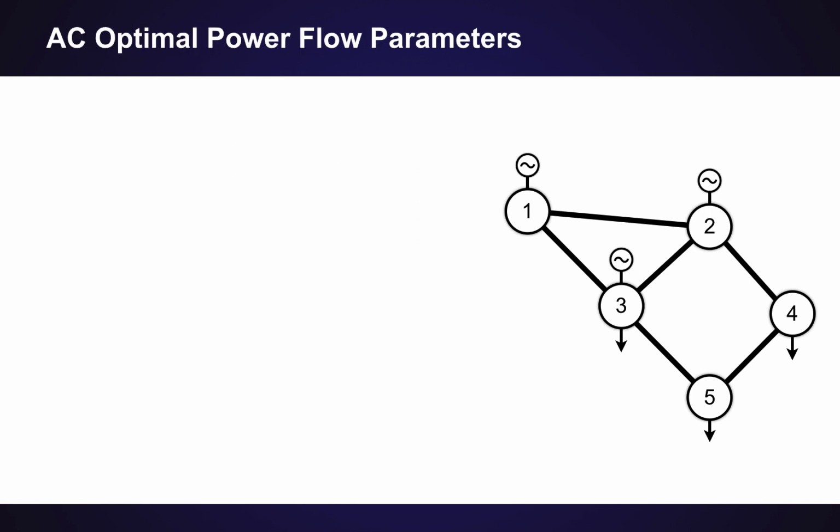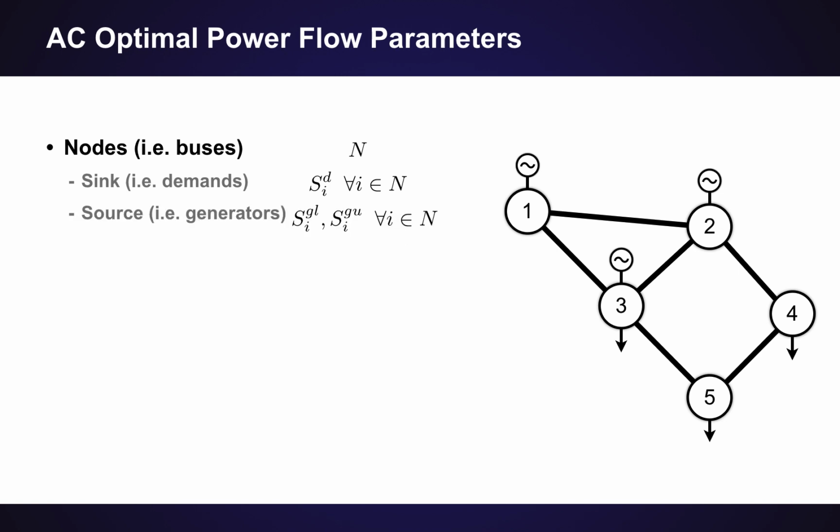So if we take a look at our power system again, we still have a set of buses, N. On some of the buses we have sinks or demands. We have some generators at some of the buses which are producing the power. We have voltage bounds that are showing us how large the voltage magnitudes can be at the various buses. And we have a cost function that describes the cost of the generators.